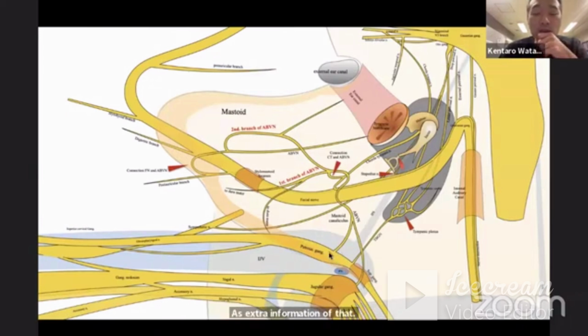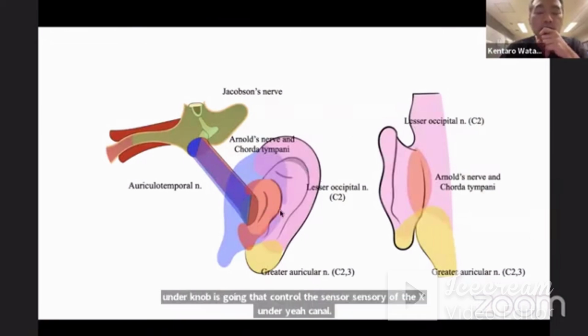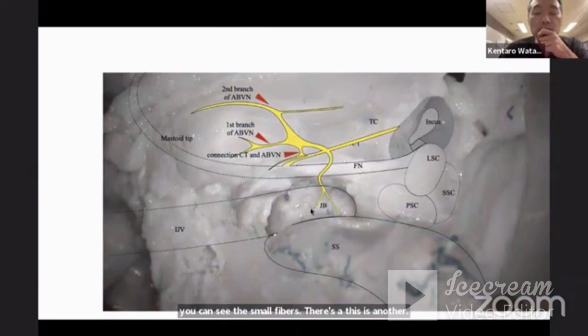There's an auricular nerve coming from the 9 and 10, and it goes up to the mastoid area, and the auricular nerve controls the sensation of the external ear canal. When you drill the mastoid, you can see the small fibers around the facial nerve. This is the auricular nerve, coming from the 9 and 10, coming up to the mastoid, and there are small fibers going to the external ear canal, and these nerves also anastomose with the facial nerve.